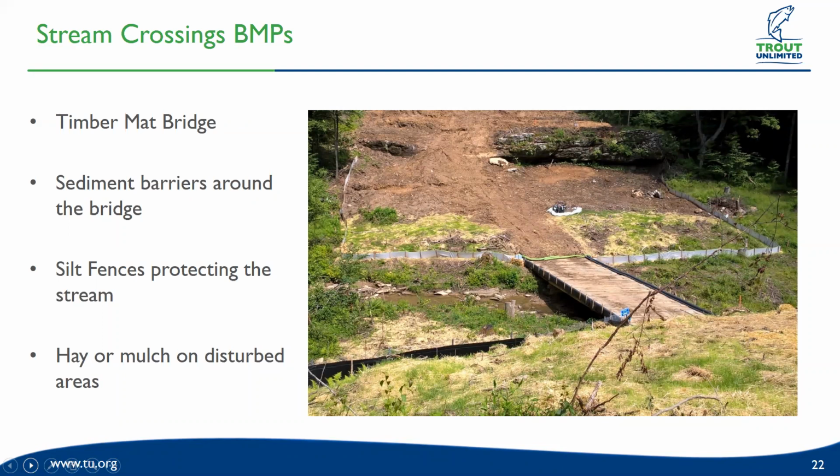And then you'll have to have sediment barriers around the edge of the bridge, to keep any rainfall that occurs on the bridge from carrying any dirt and soil that's been collected on the bridge over the bridge and into the stream. So you have to have sediment barriers on all sides of the bridge. And then silt fences protecting the stream, and hay or mulch around any disturbed soil areas.